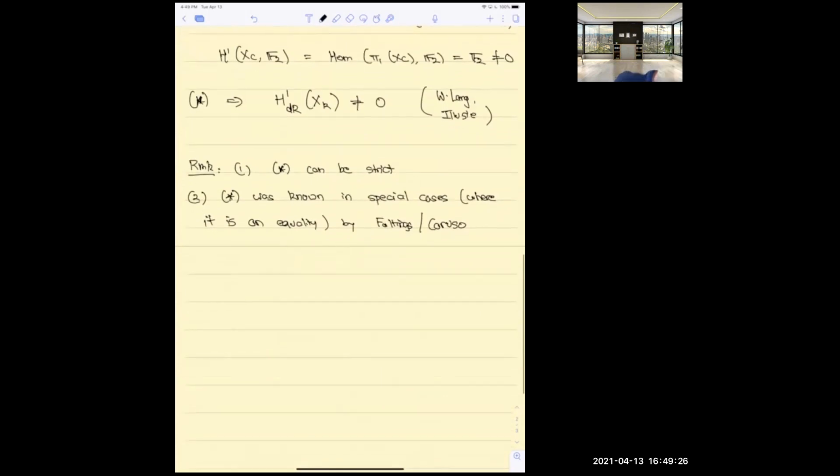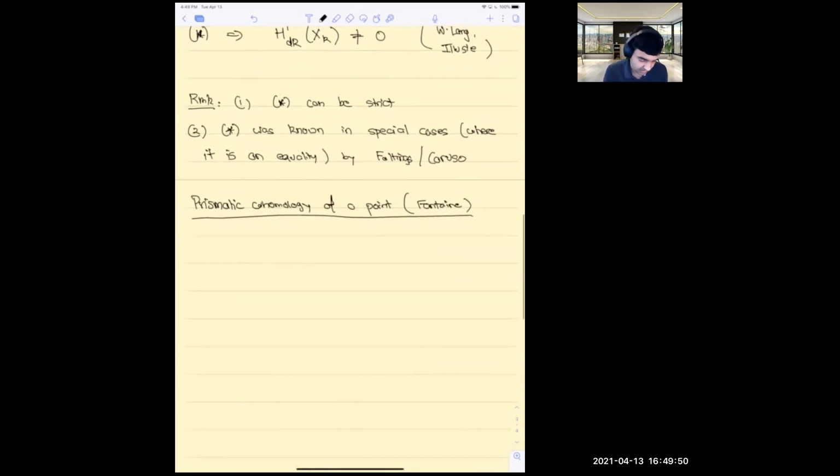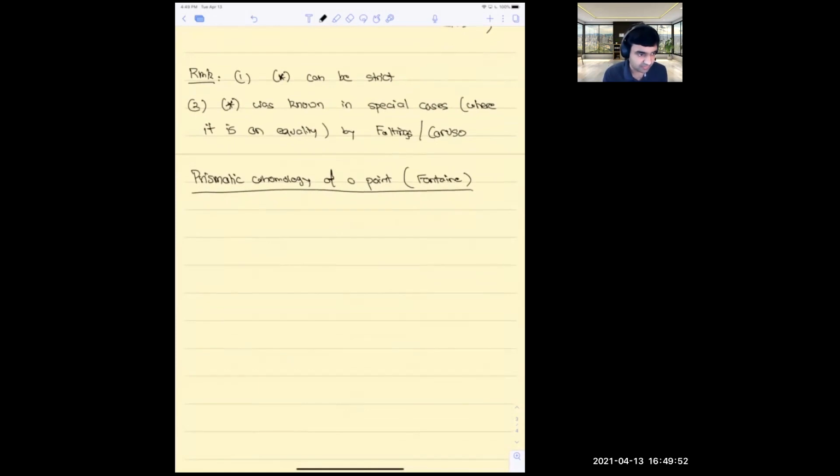So let me talk about the prismatic cohomology of a point. It's already interesting when the base is a point. And so I want to discuss this separately. In this case, what I'm about to describe is a construction of Fontaine. It's one of the early constructions that started the subject of p-adic Hodge theory. And what I'm about to talk about is just sort of baby algebra. So let me try to motivate it by the following observation.